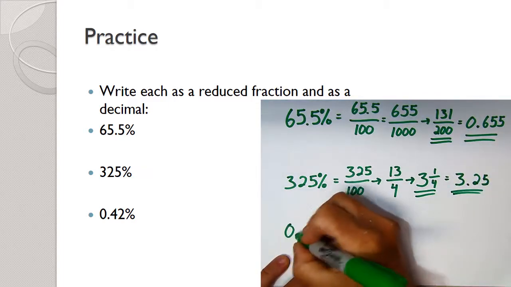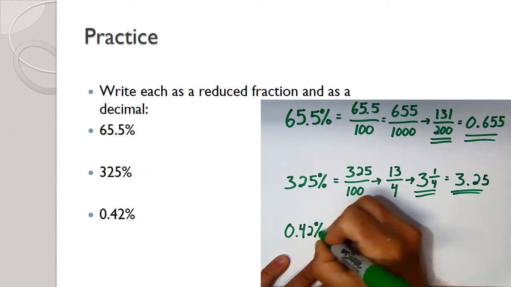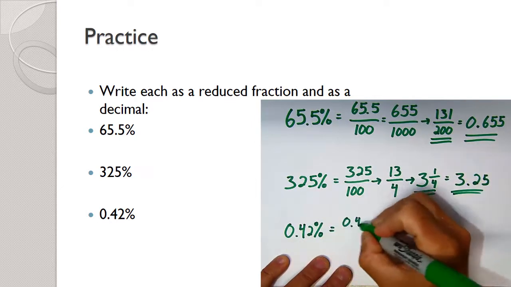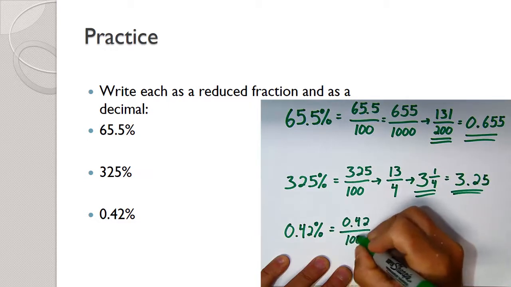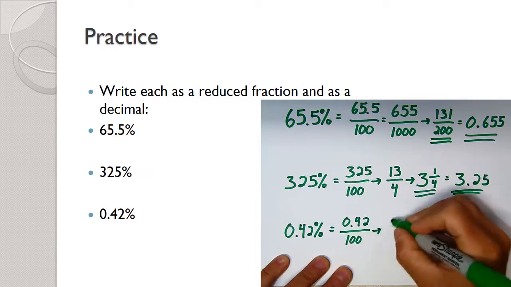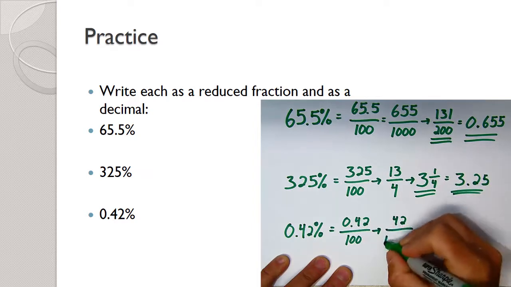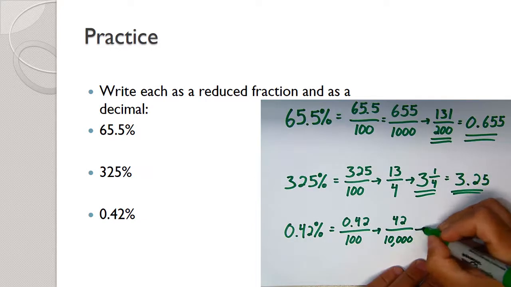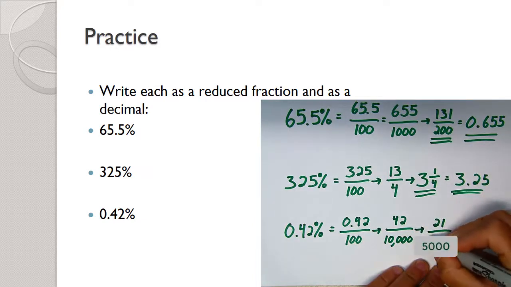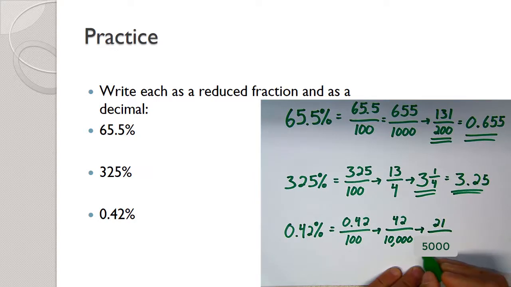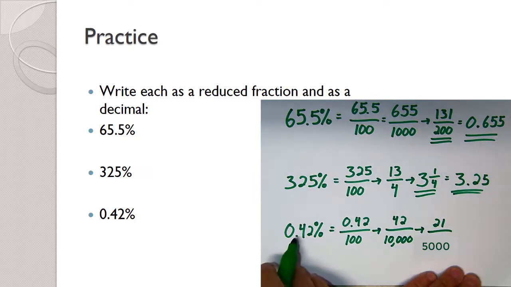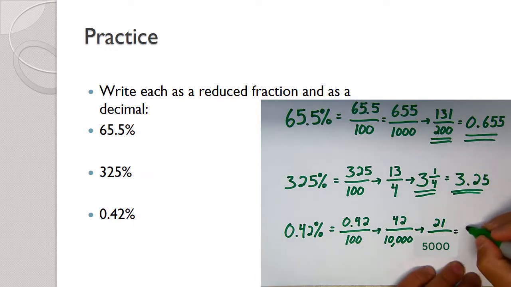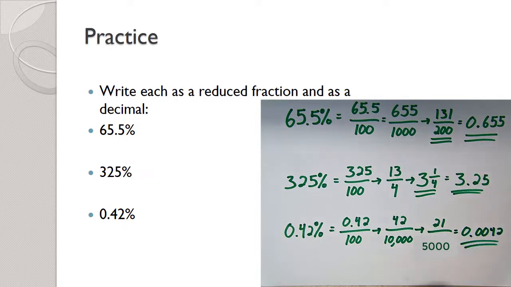And our last one, 0.42%. As a fraction, that's 0.42 per 100. But we can chase out the decimal and make that 42 over 10,000. But those both divide by 2 to become 21 over 5,000. There's our lowest term fraction. And if we divide that on your calculator or move the decimal 2 places to the left, in either case we'll get 0.0042, and we're done. That's what you should get.